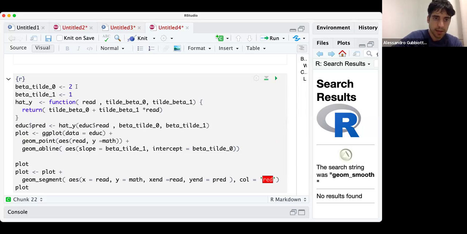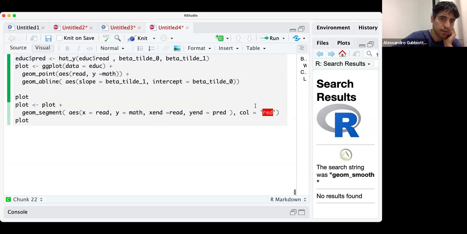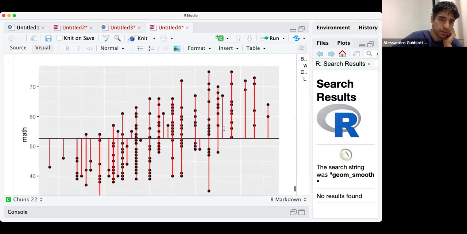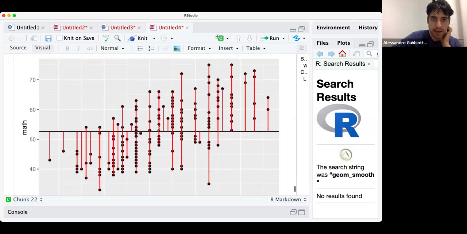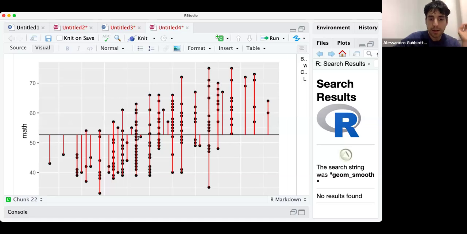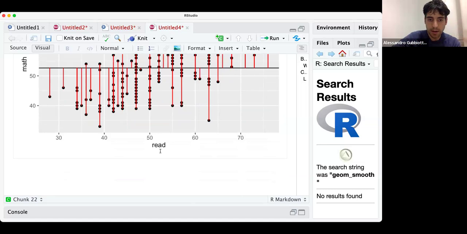So I take beta tilde 0 equal to the mean of the math score, and beta tilde 1 equal to 0. And now we run all this chunk code again. Okay, now the residuals are much bigger. And this is like the linear regression without using the variable read.